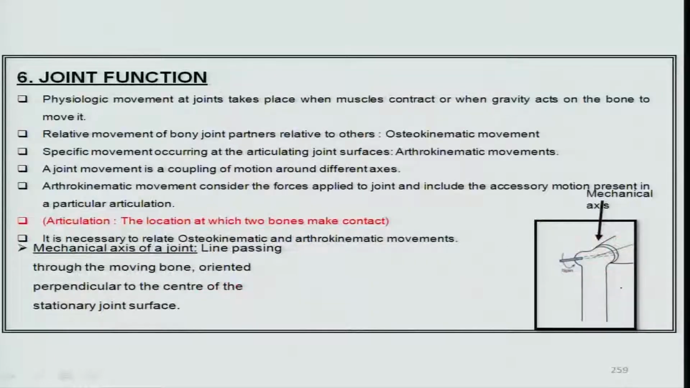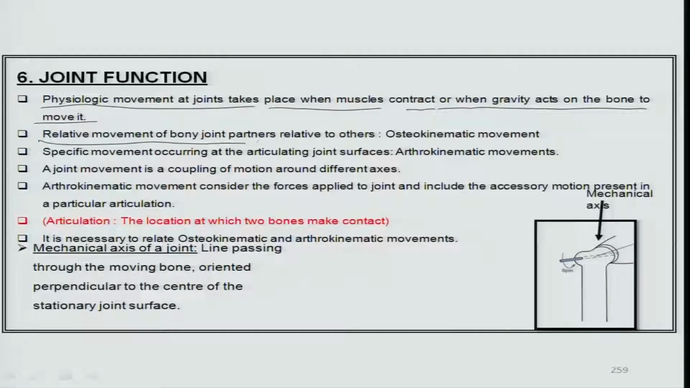Let us now study a little more about joint functions, how joints would typically function. The physiologic movement at joints mostly takes place when muscles contract or when gravity acts on the bones to move them. You have to understand there is a knitted structure of the muscles and the bones, so if the muscles produce enough force to lift a bone upwardly with respect to another, there is some gliding across the bone to bone interface, but mostly it is the muscle which is giving all the force.